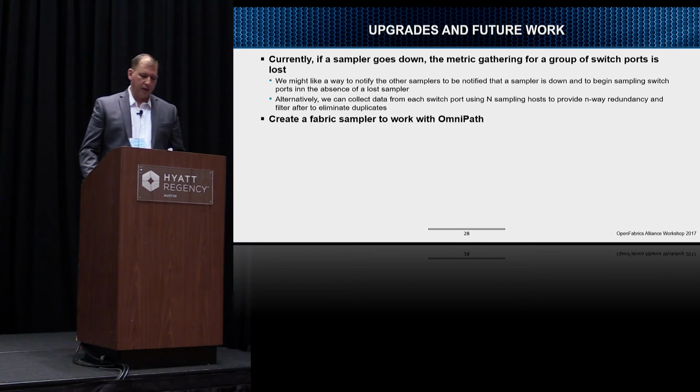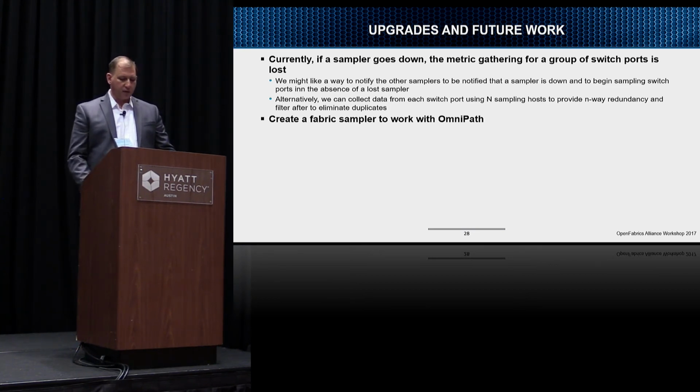Currently, if we have a sampler that goes down, we lose metric gathering. Or if, for instance, a sampler doesn't come up, we don't get that information at this time. We want to be able to later on have the delegator redistribute that responsibility to other samplers that are working, and we haven't got that working yet. And also, we would like to start working with OmniPath in the same scenario too.